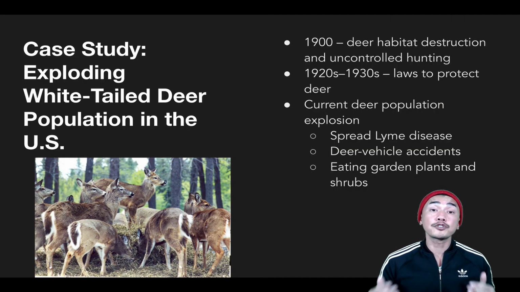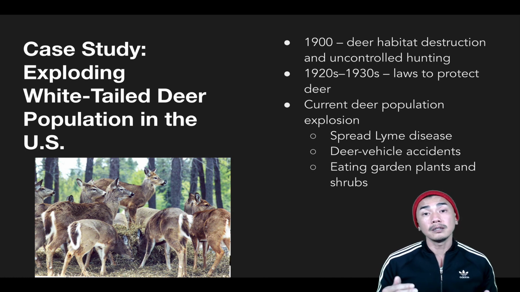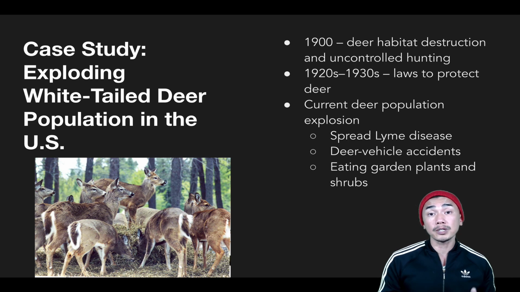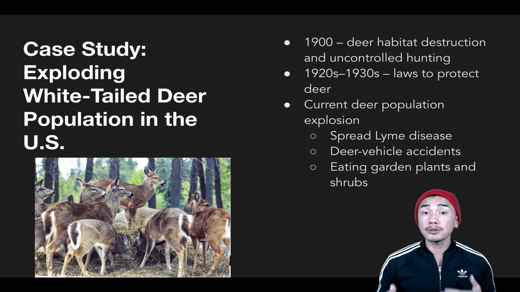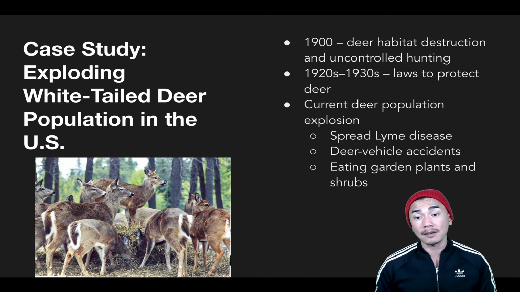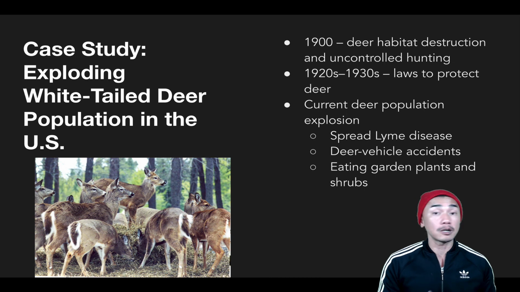An example of shifts in population size are deer in the United States. In the early 1900s, we destroyed deer habitat through development and agriculture. We also hunted deer uncontrollably. In the 1920s and 30s, we passed laws to protect the deer, and as a result, they experienced a population boom. And today, deer are causing problems like spreading disease, getting involved in car accidents, and eating vegetation in our gardens.